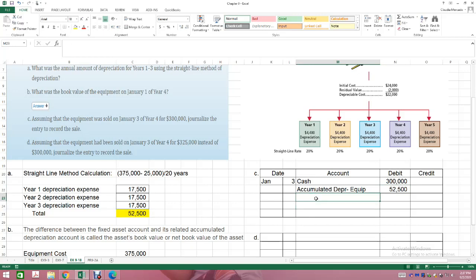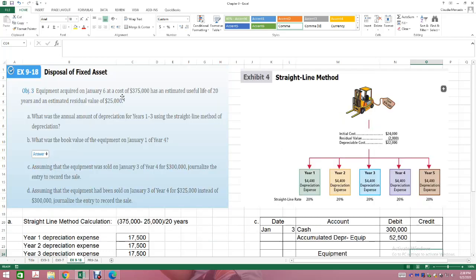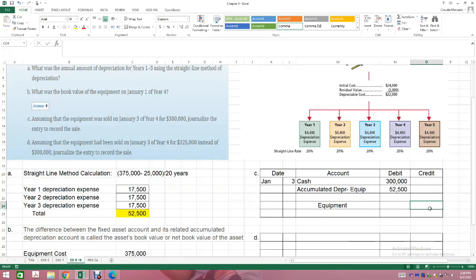Now I'm going to leave a blank there. I need to remove that piece of equipment from my books. I no longer have that equipment. I just sold it. So when we book this equipment, we debited the asset account. Now that we're getting rid of it, we have to credit it. And the equipment amount will always be the cost. You always clear the asset by the cost amount. How much did you pay for that? I paid $375,000. Now I need to clear those $375,000.